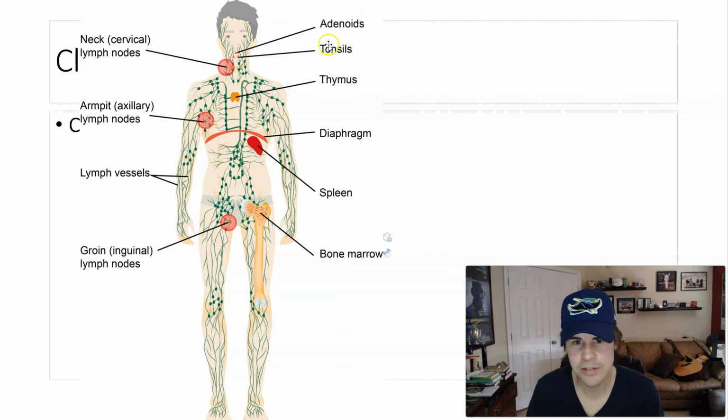Your adenoids and your tonsils. Lymph nodes are at various places. Lymph vessels are kind of like blood vessels, but of course different. I'm about to tell you how they are. The spleen is on the left side of the body.